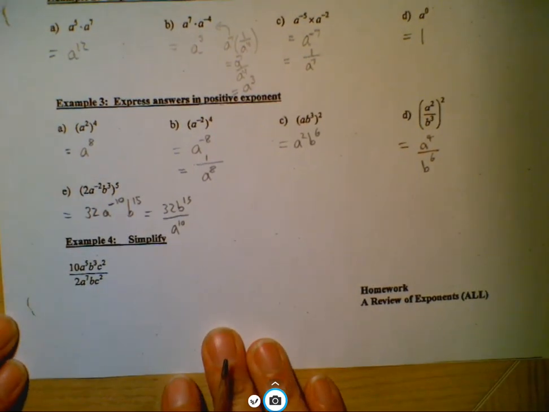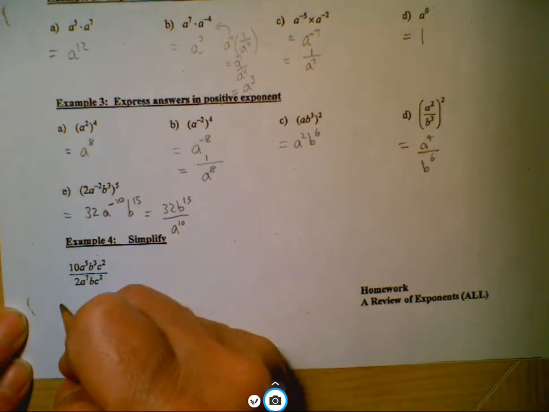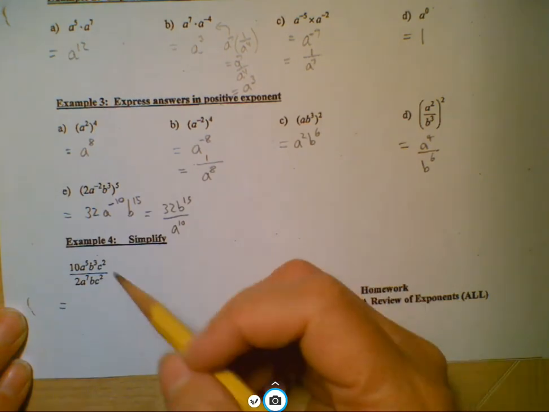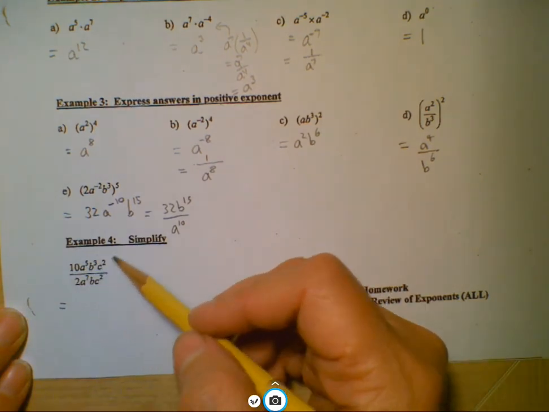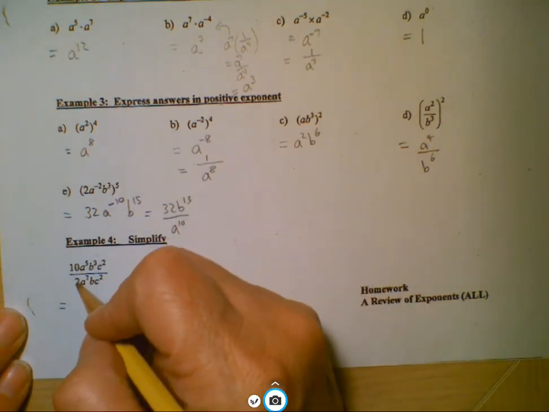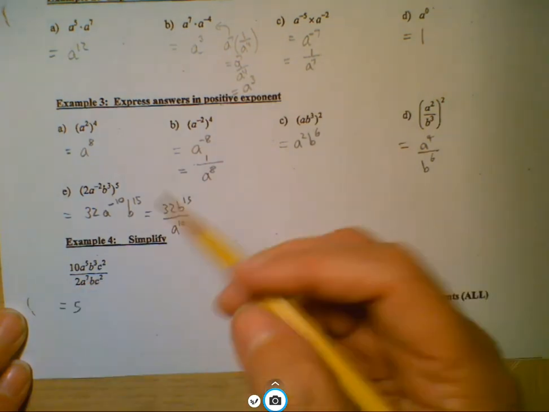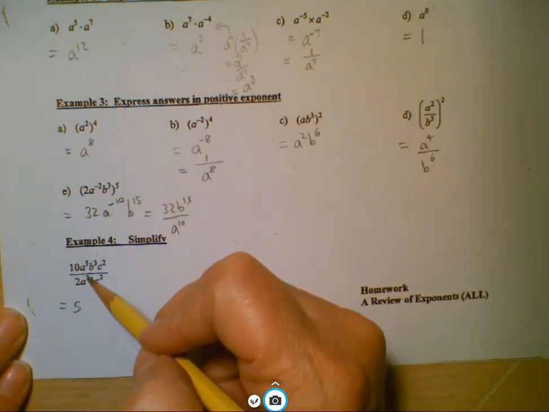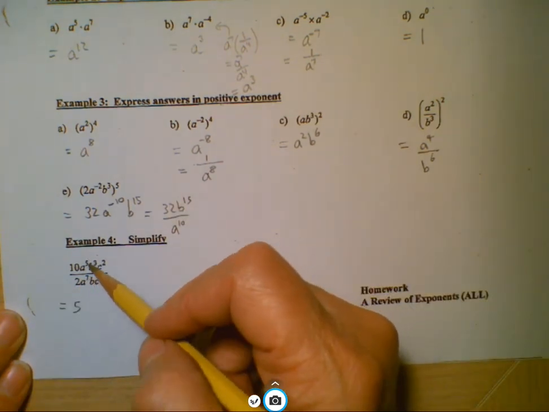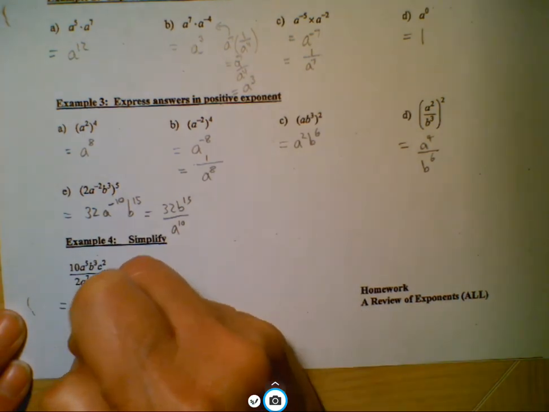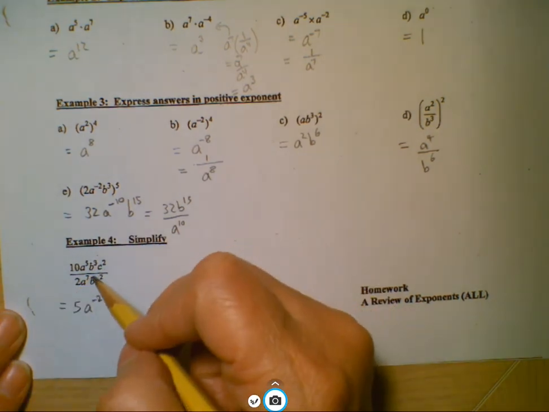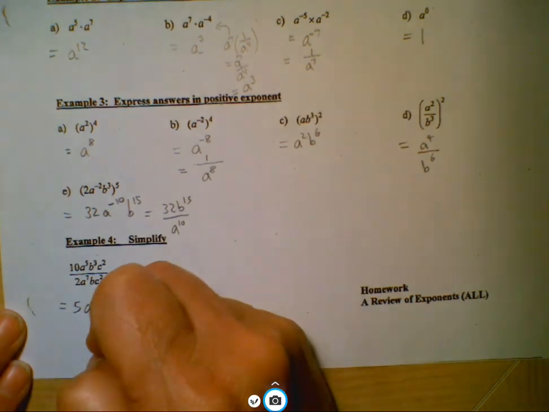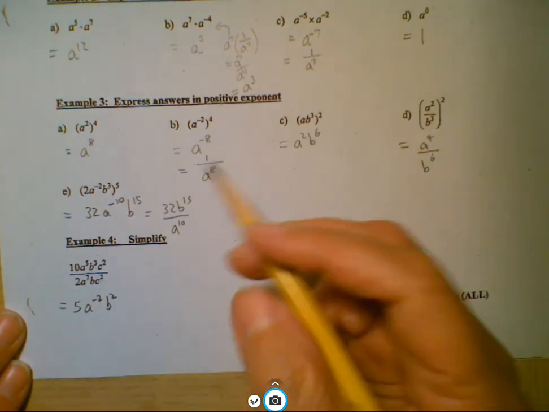Last one, simplify. Okay, so this is like our rational expressions unit. So to simplify this, we're just going to notice that these things can be divided. So the 10 divided by 2 is 5. A to the 5th divided by a to the 7th, I can subtract the exponents. I'm going to get a to the negative 2. B cubed divided by b, I'll subtract the exponents. I get b squared.